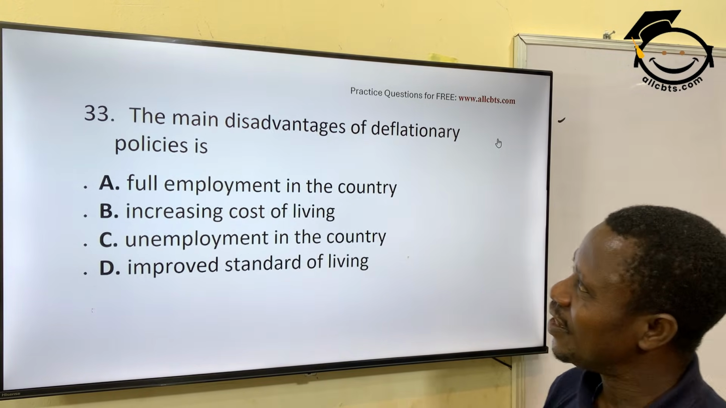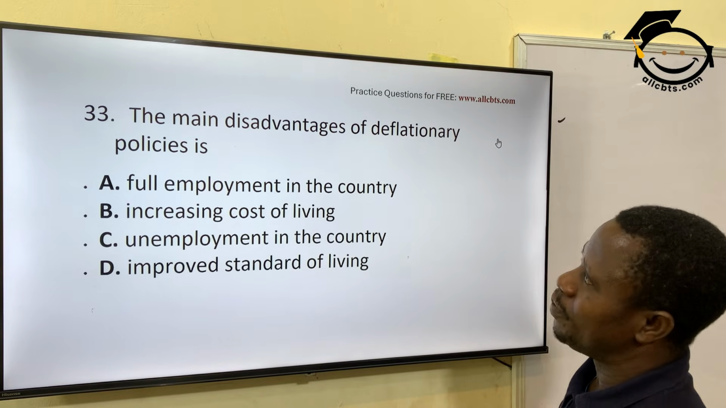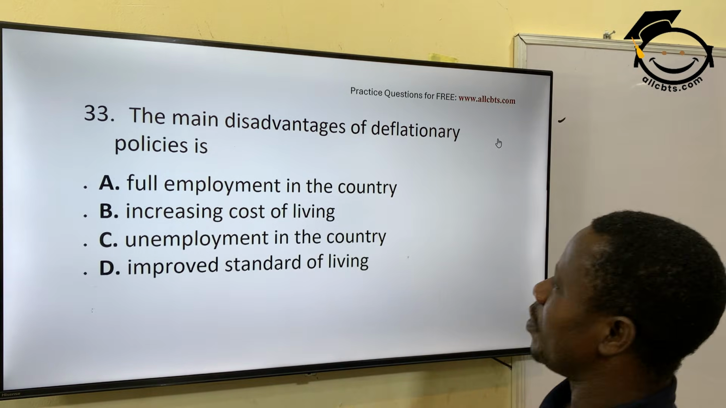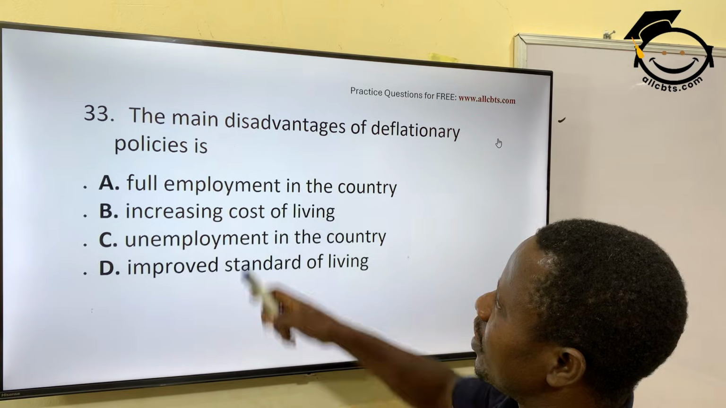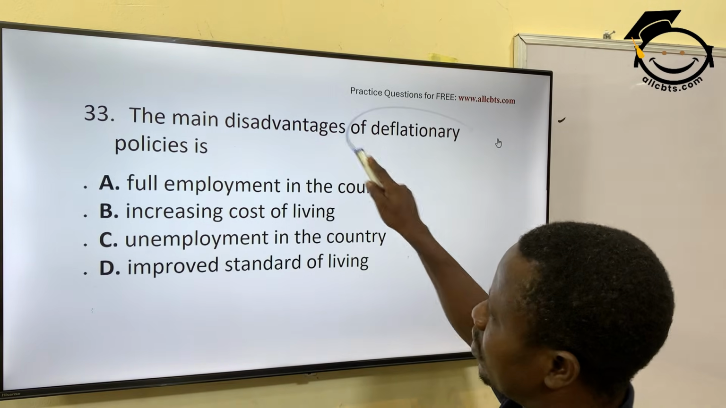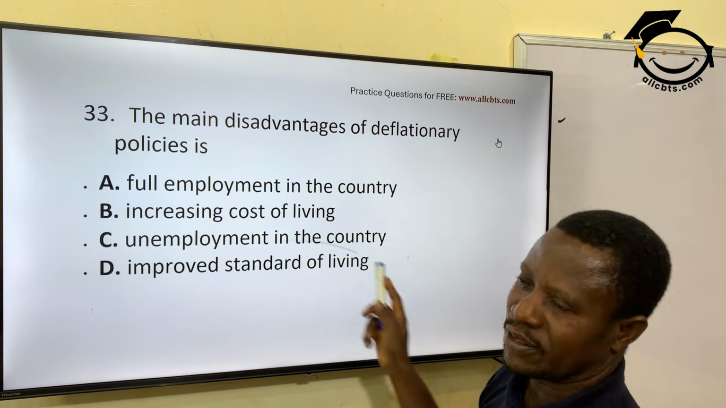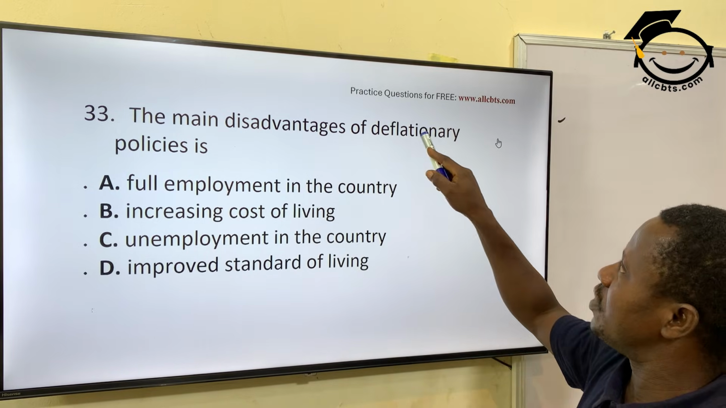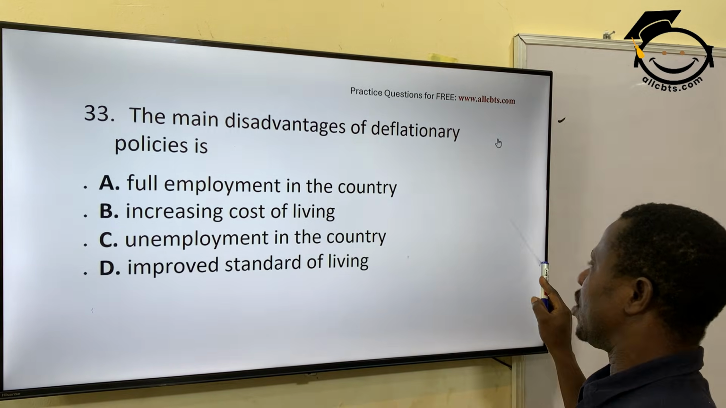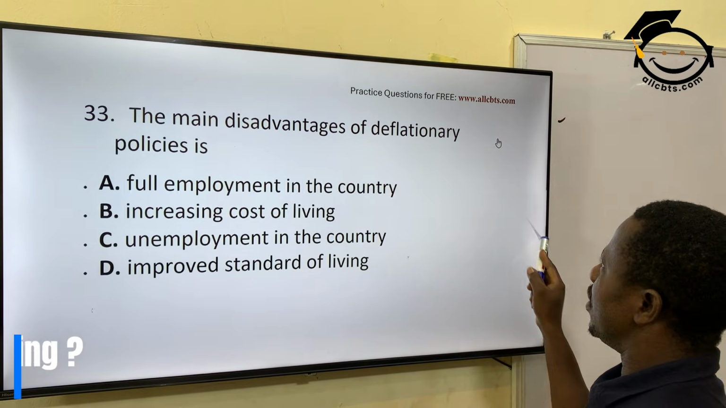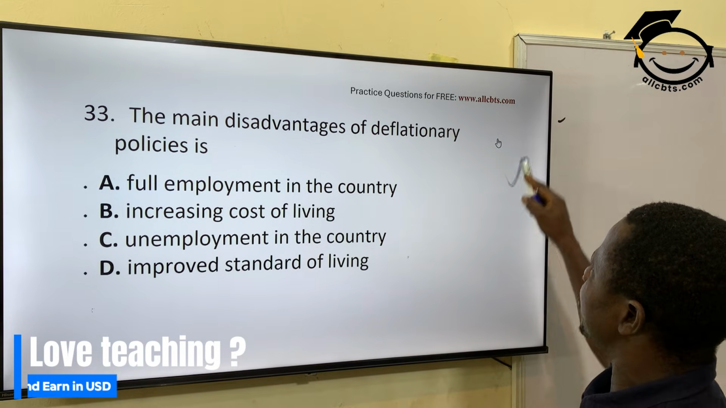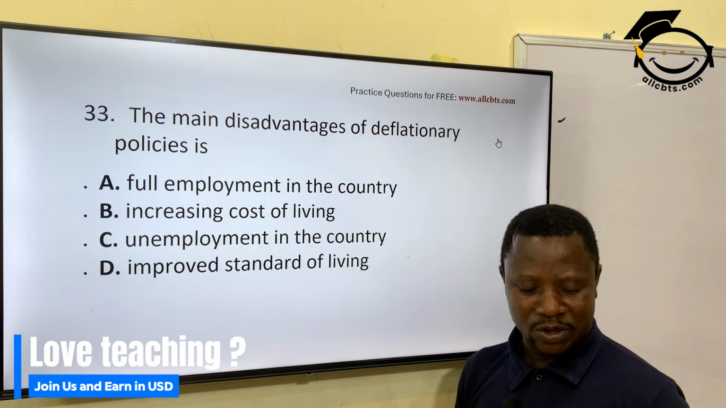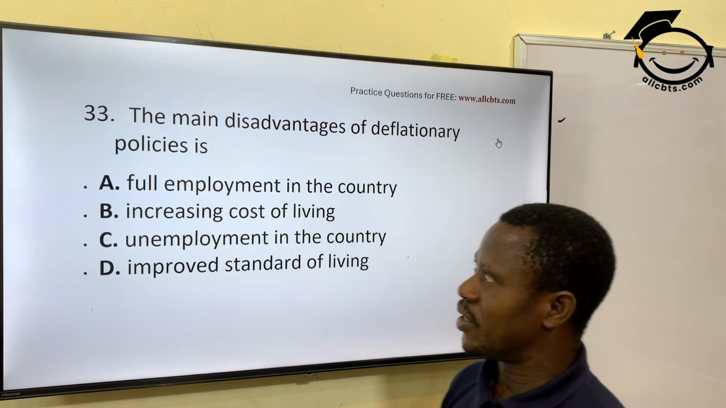The main disadvantage of deflationary policy is: full employment in the country, increasing cost of living, unemployment in the country, improving standard of living. Disadvantage, not advantage. The disadvantage is unemployment in the country. What is deflation? Deflation is the opposite of inflation. It means when prices of general goods and services continually reduce. So when prices are going down, suppliers and producers will not be willing to produce more. So there will be less engagement of labor. They will lay off workers, causing unemployment in the country.